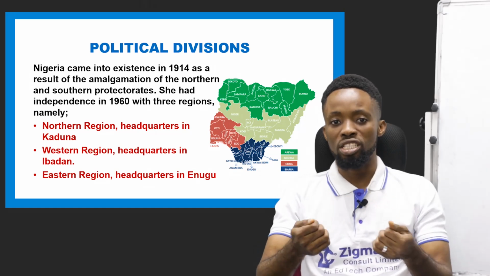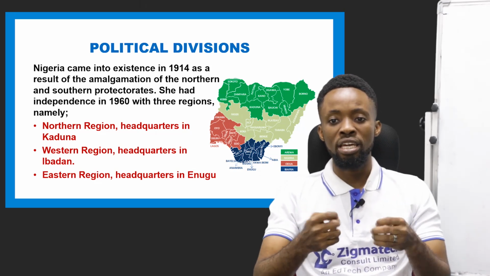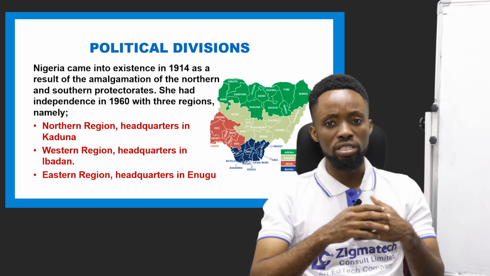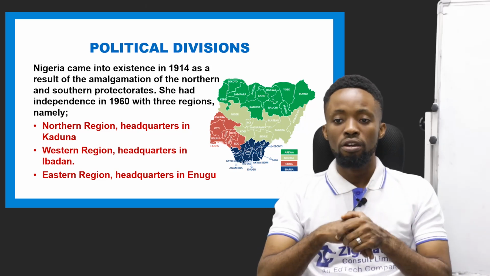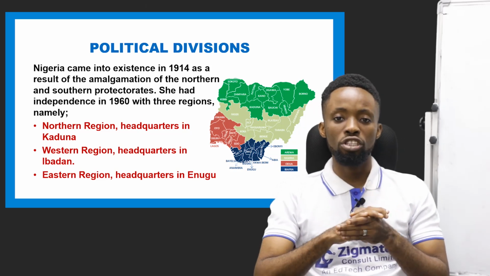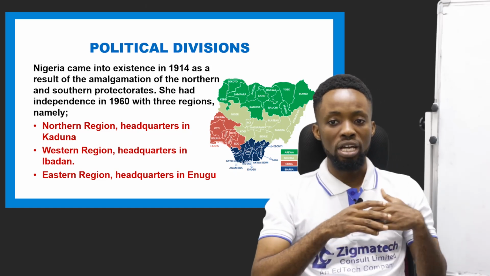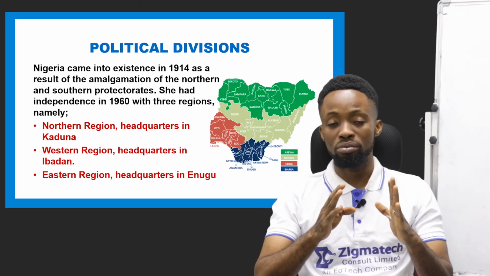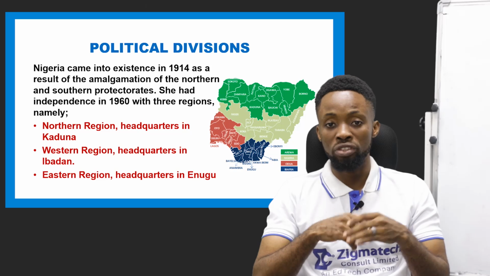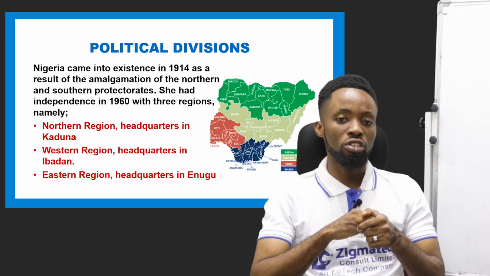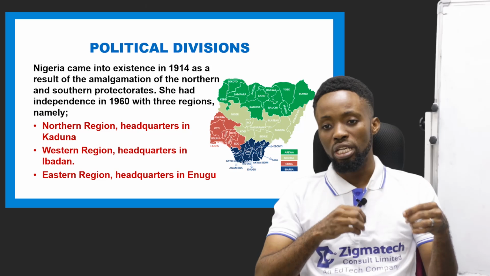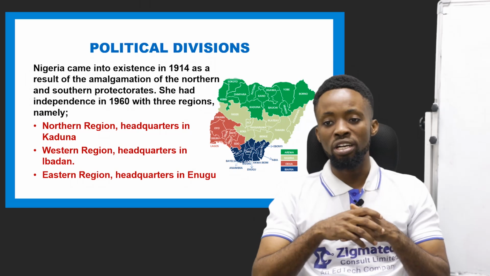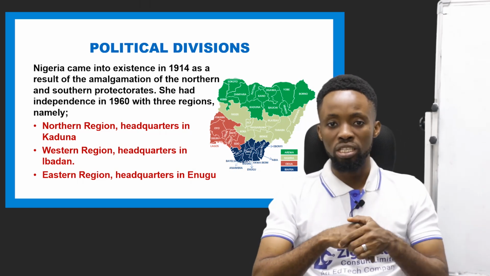And during that period, Nigeria existed in 3 major regions. Nigeria had the northern region, the western region, and the eastern region. For the northern region, the headquarters then was in the city of Kaduna. So Kaduna was the headquarters of the northern region, and the western region had its headquarters in Ibadan, in Oyo State. And for the eastern region, the headquarters was based in Enugu.